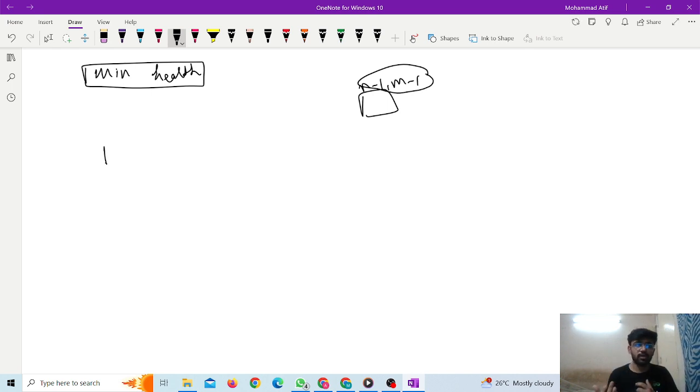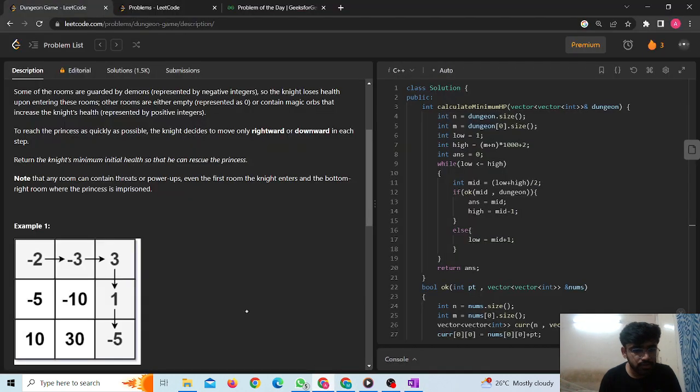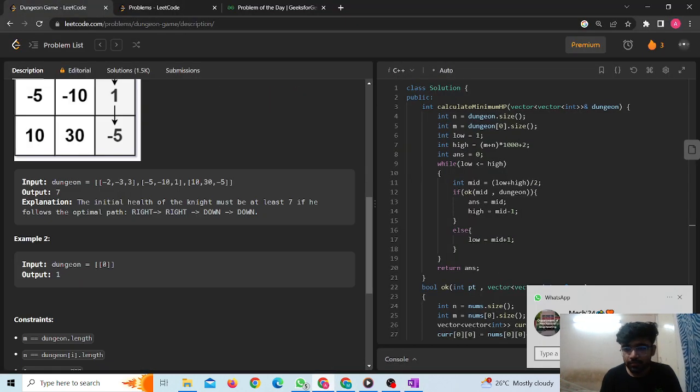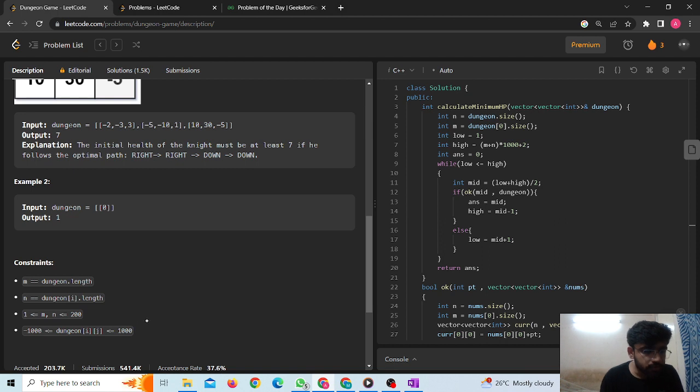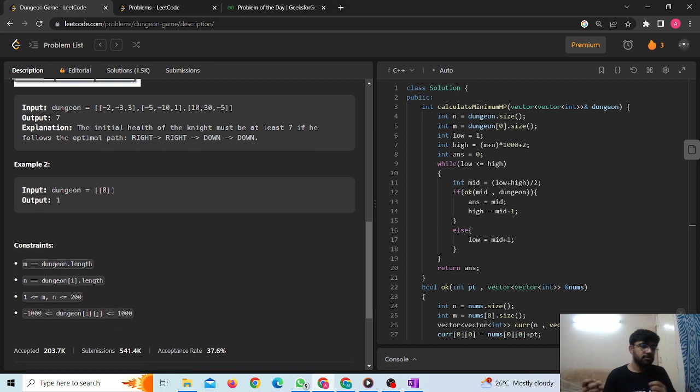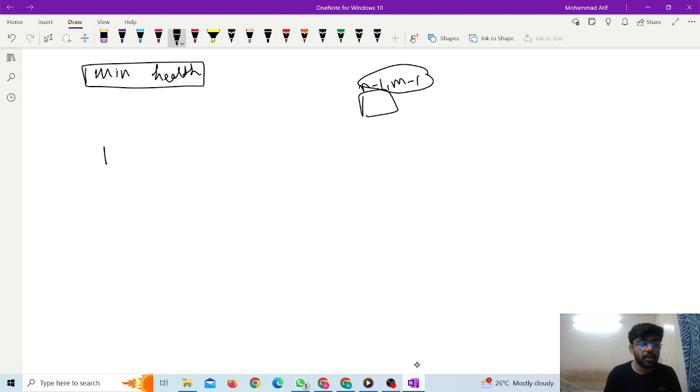Minimum possible health is 1, and what is the value of health that is given to us? Let's read the problem once again. So basically the value of any block in the matrix will be between minus 1000 and 1000. Now the knight will be able to move in the right direction as well as in the downward direction.